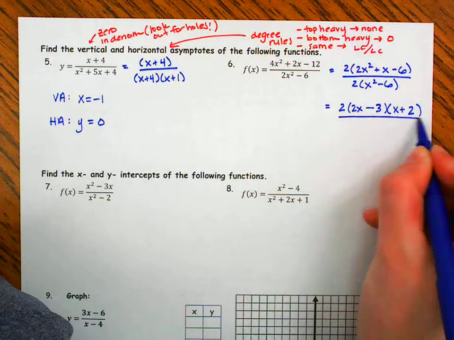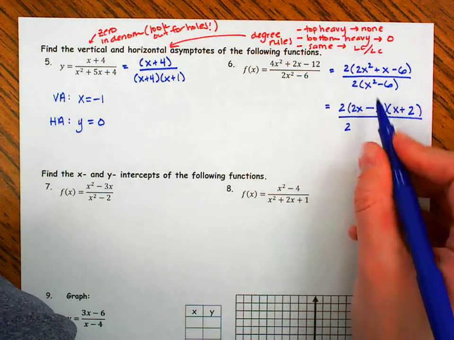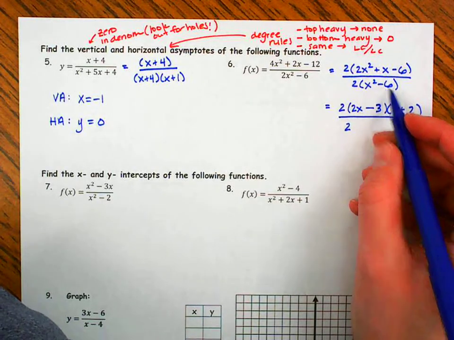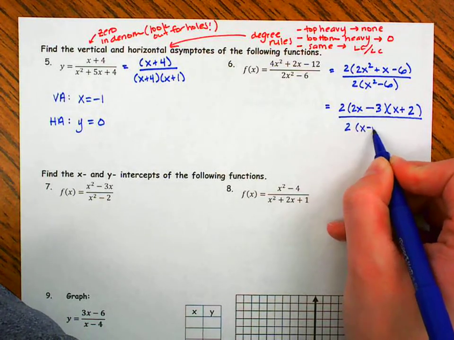The bottom, you really don't necessarily have to factor. Well, it's not a difference of squares, but 6 is root 6 squared. So I can rewrite it like this.